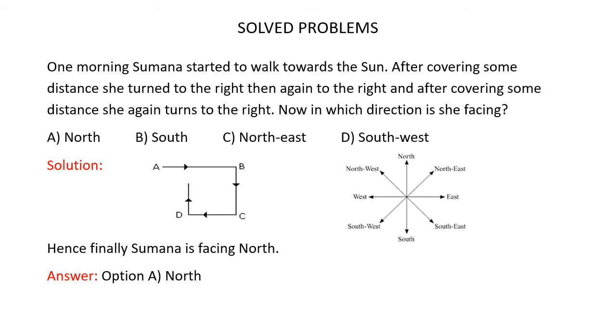Now clearly, if this is east, then from the diagram it's clear that Sumana is facing the north direction. Hence the correct answer is option A, north.